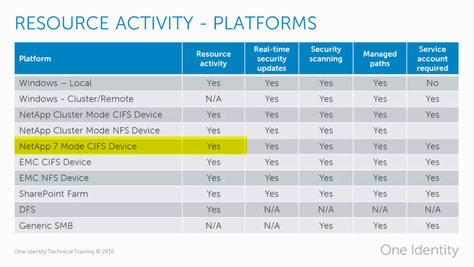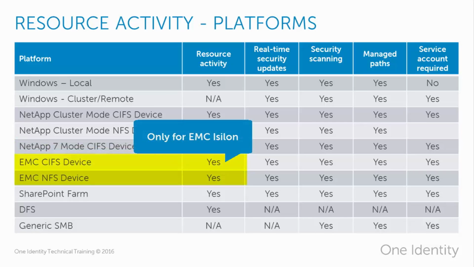The other version of NetApp is 7-Mode. If you're running ONTAP 7.3 to 8.2 or 8.3, I'm not sure what version 7-Mode was discontinued, but if you do have 7-Mode NetApp, either CIFS based or NFS based, the answer again is yes. We have resource activity supported on both of those, as long as you have FPolicy there, then we can collect all those activities.